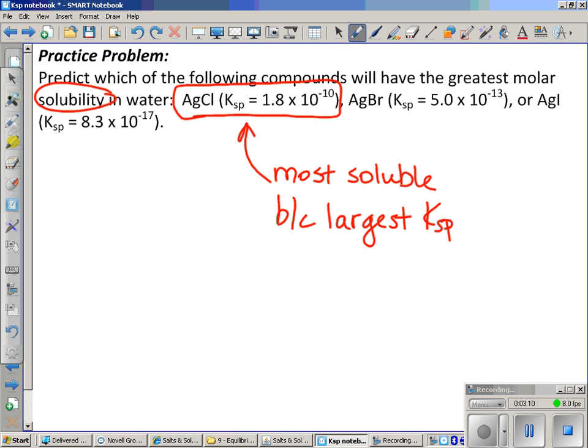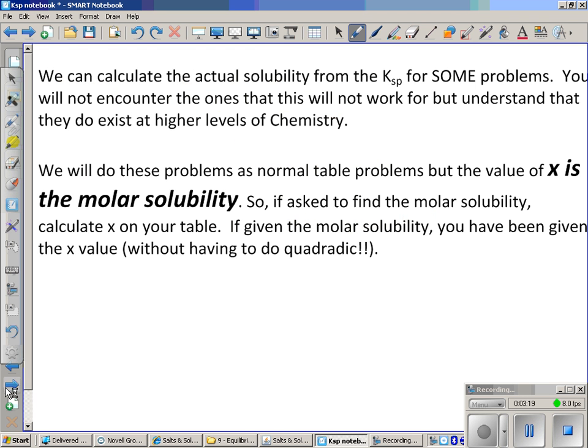Okay, so if you're asked to decide what's most soluble and you're given KSP values, it's very straightforward. Just find the largest KSP. All right, now here comes back our terminology.